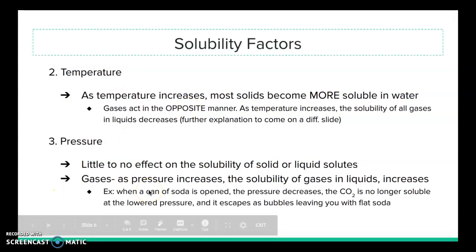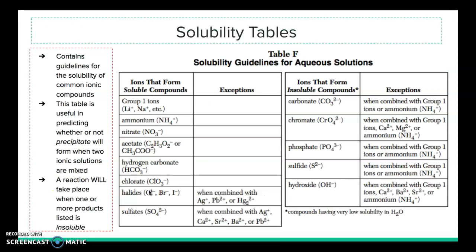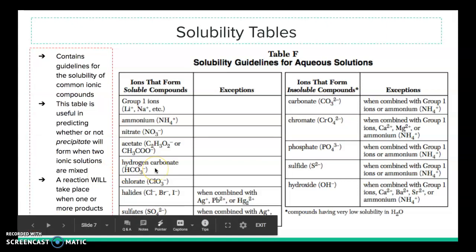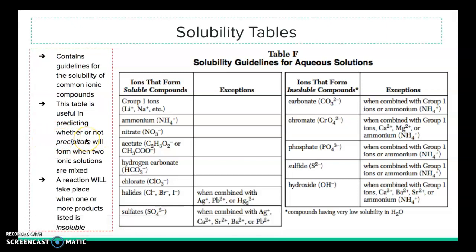pressure factor. So Table F is a table that has guidelines for us for some ionic compounds and whether or not we will have a soluble or insoluble product. So this tells us, if it's insoluble, we're going to form a precipitate, which is a word you should write down. A precipitate is a solid that forms in a reaction, and when we have a precipitate form, that is when we are going to know that we had a reaction happen.